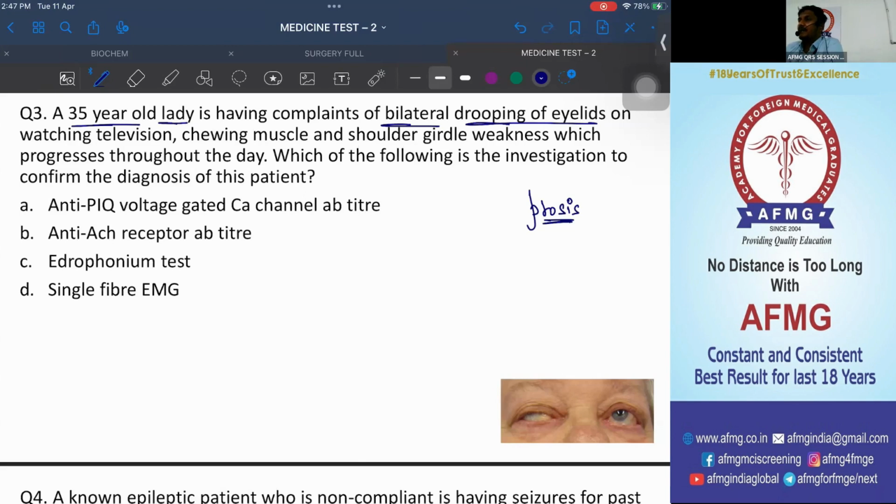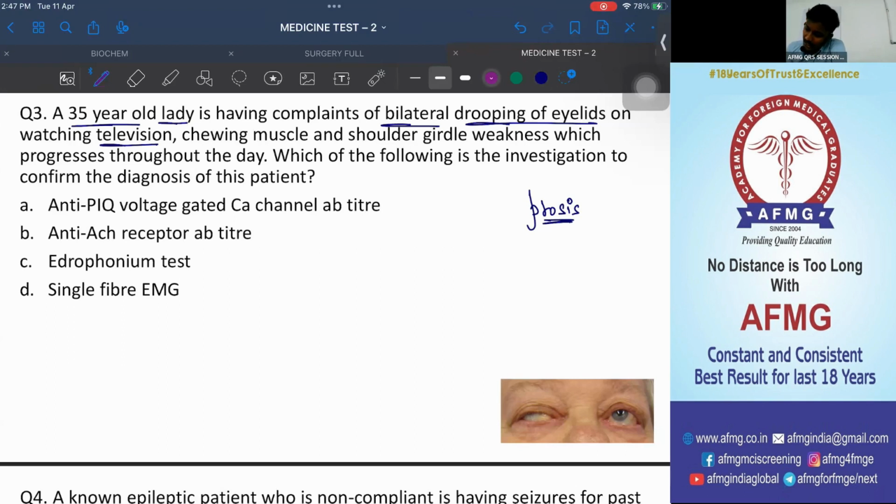And the patient experiences this ptosis only when there is some trigger. What is that trigger? If the patient is watching television or using a TV, laptop, or mobile phone for a longer period of time. Okay, so these are acting as trigger factors. It is not always present. Remember this point.